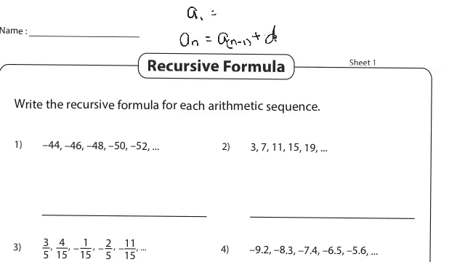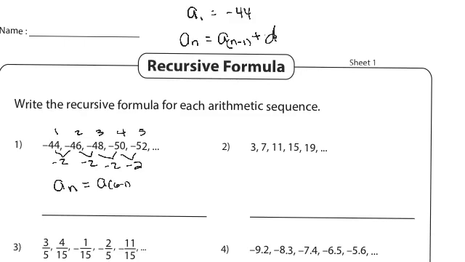We are subtracting 2 to each term. So that would be our common difference. And our first term that we're given, so we'll just assume that that's the first term in the sequence, is negative 44. So, and this is term 1, term 2, term 3, term 4, term 5. So to find term 6, to find a sub n, we say a sub n minus 1, which is 6 minus 1, plus the common difference, which is negative 2.